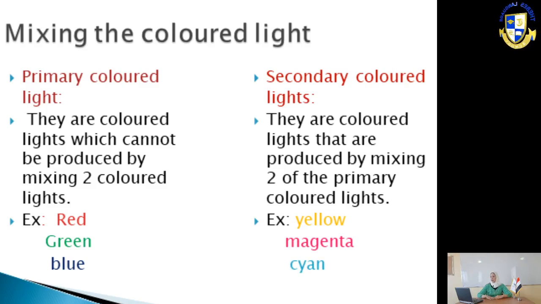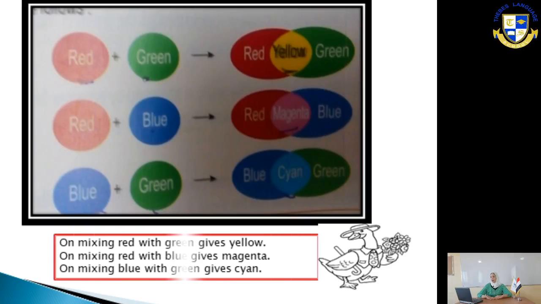As we see in slide 10, when we mix red and green, they produce yellow. When we mix red and blue, they produce magenta. When we mix blue and green, they produce cyan.